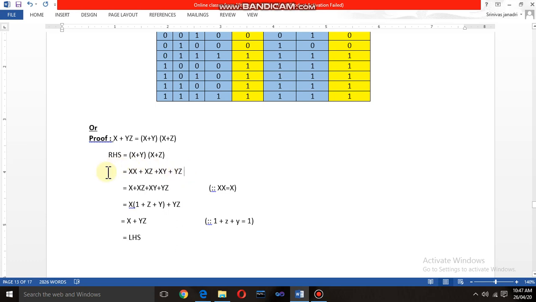And now x and x is nothing but x again. This is the Boolean postulate. We have one of the postulates, that is x into x is equal to x. So again it will give you x and z, x and y, y and z. This is as it is, we have written. This is the third step.